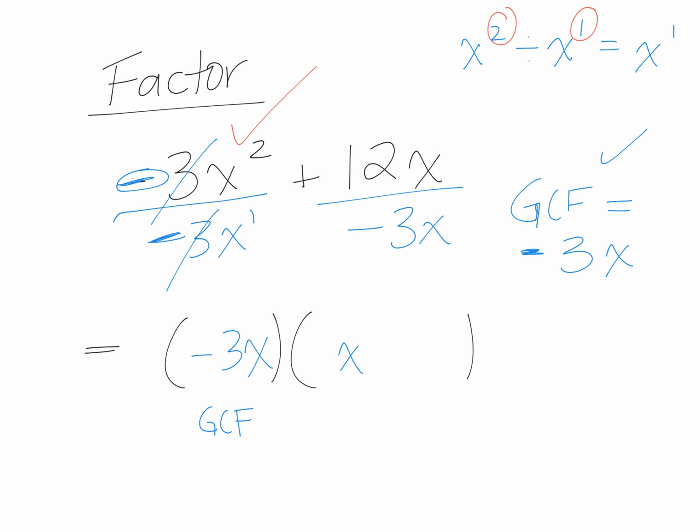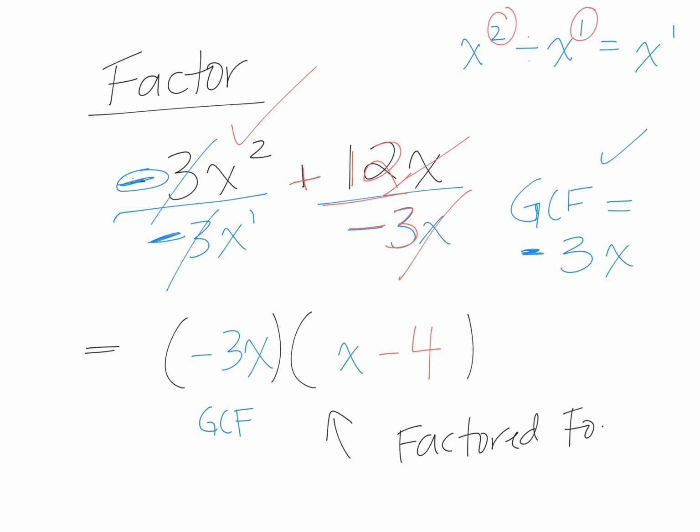What's positive 12 divided by negative 3? Positive divided by negative is a negative. What's 12 divided by 3? And then x divided by x cancels out. We just leave it as 4. That's it. That's the answer. This is factored form. You factored it.